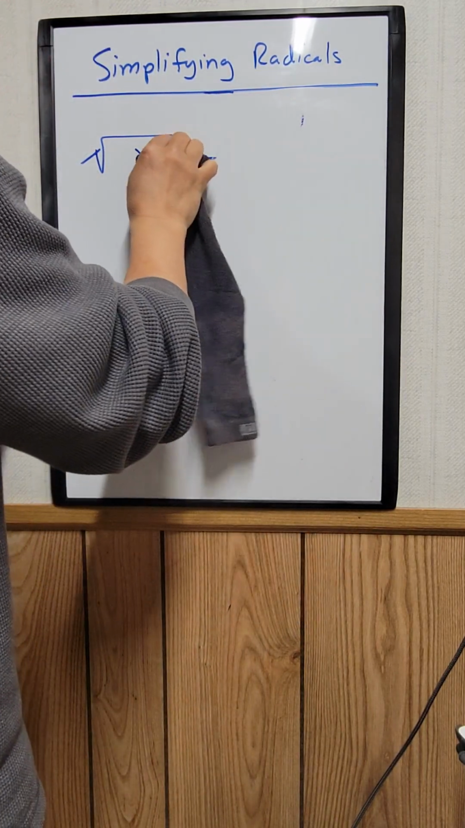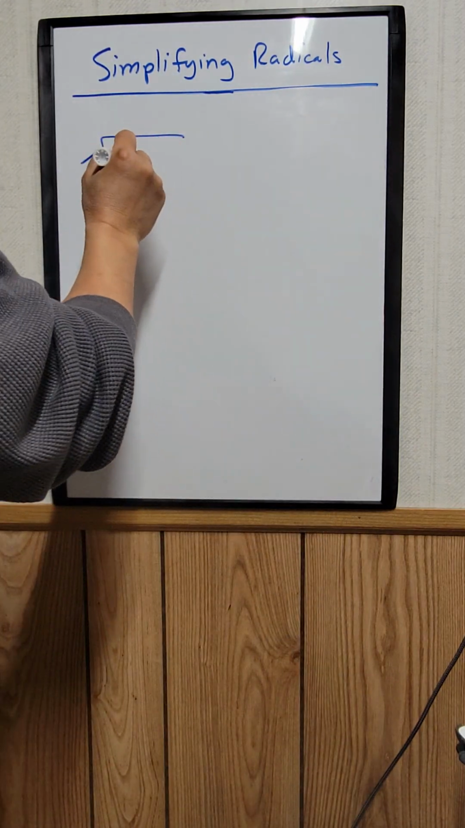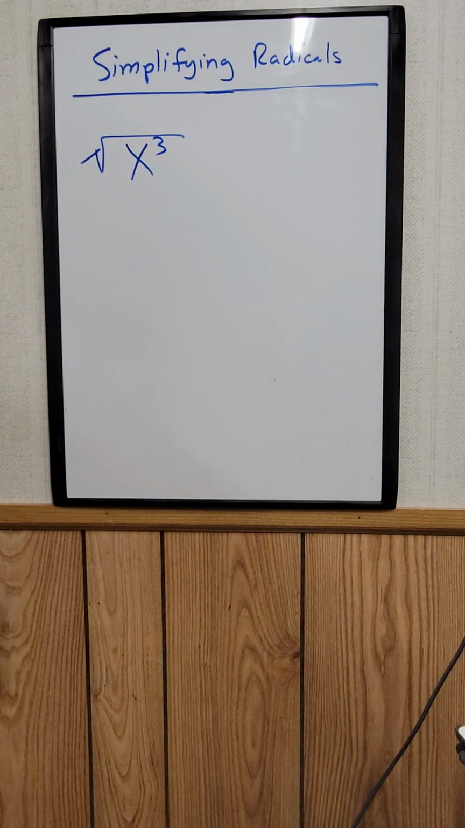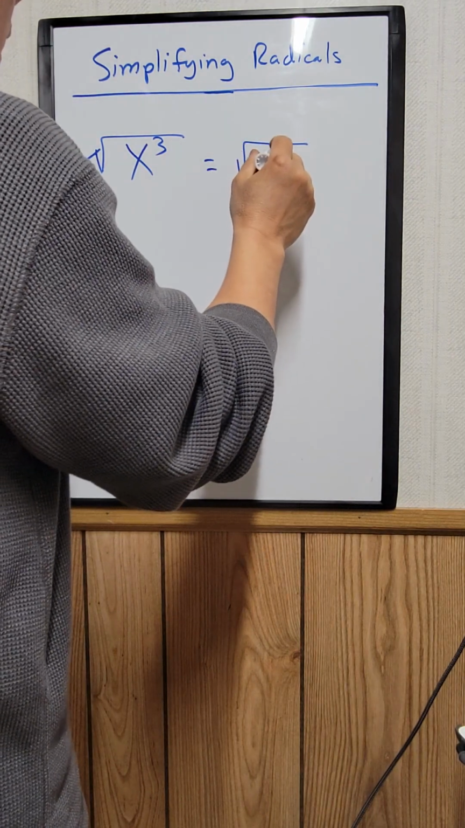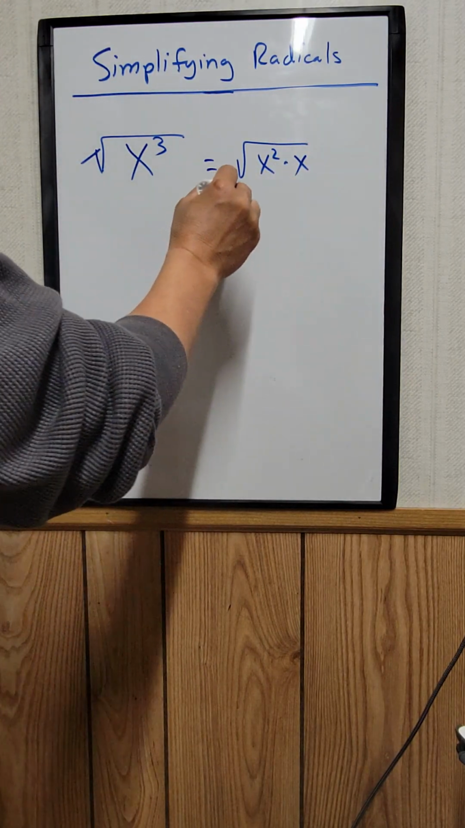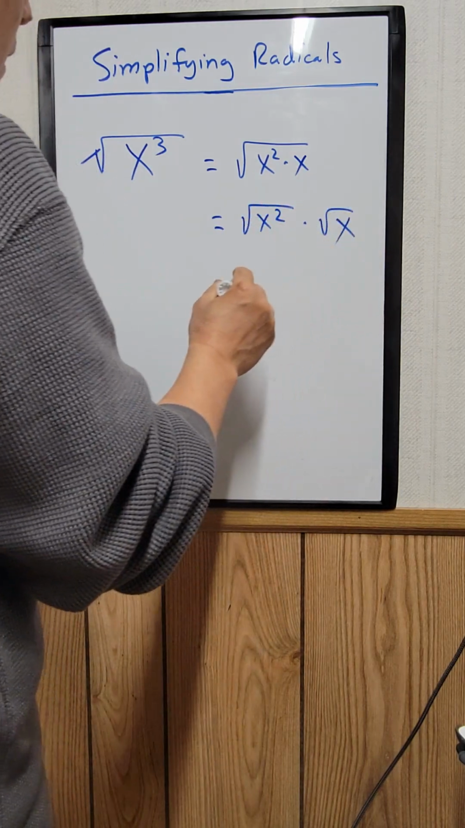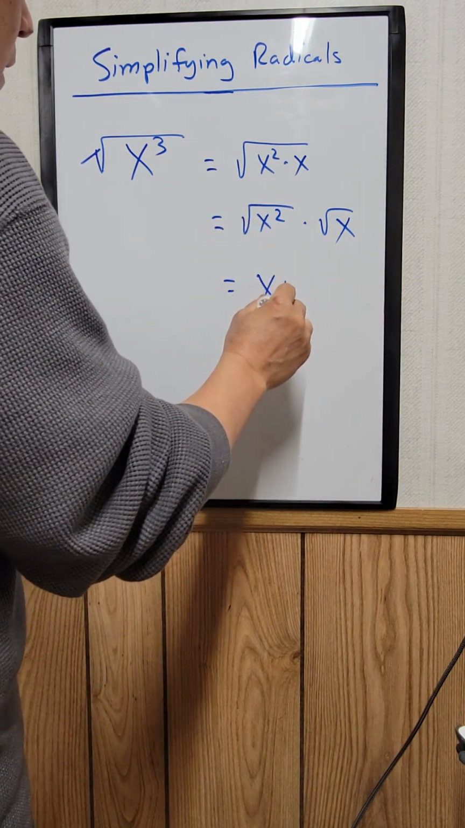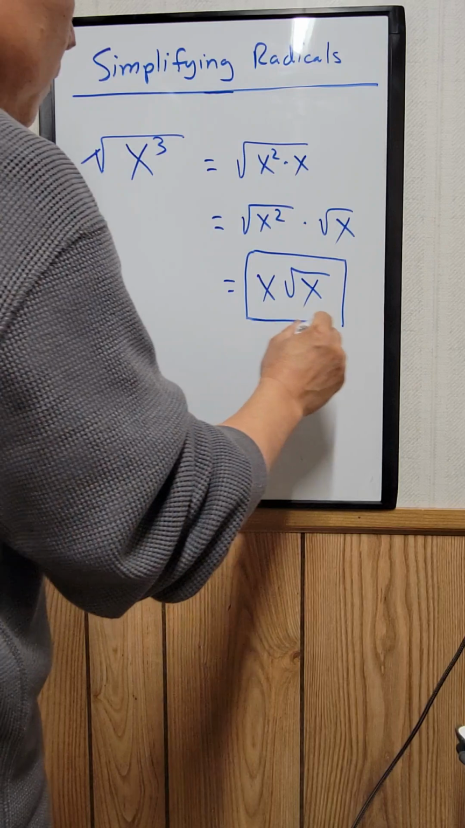All right. What happens if you have the square root of x to the third? Okay? X to the third is going to be written as x squared times x. And then you can use the product property of radicals to rewrite this as the square root of x squared times the square root of x. So the square root of x squared is equal to x, times the square root of x. So that's a simplified form.